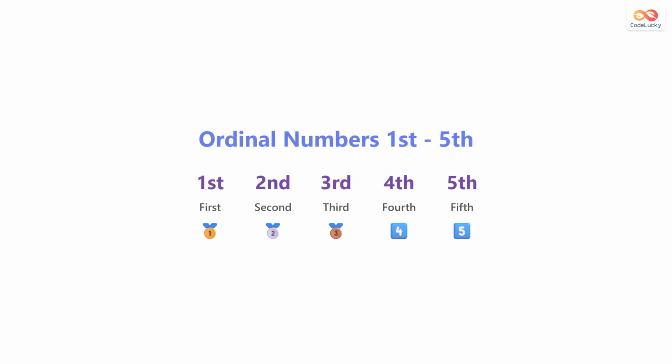Let's start with the first 5 ordinal numbers. First is number 1. It shows something is in the first position. Second is number 2. It shows something is in the second position. Third is number 3. Third is an irregular form, so remember it carefully. Fourth is number 4. Fifth is number 5. These are the first 5 ordinal numbers you need to know.